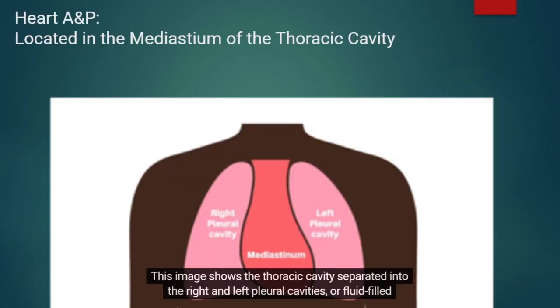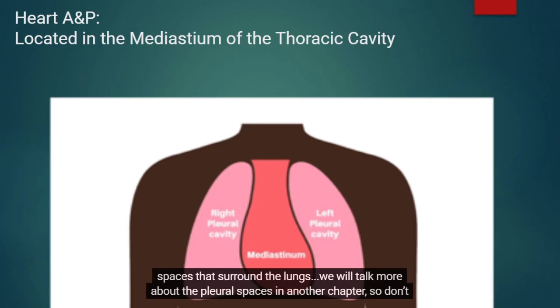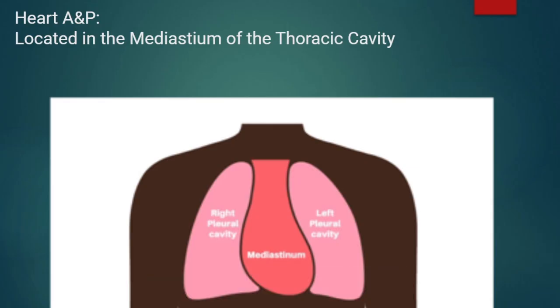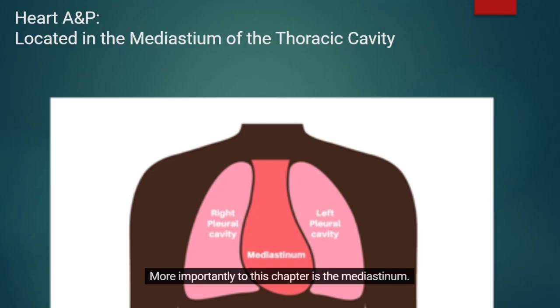This image shows the thoracic cavity separated into the right and left pleural cavities, or fluid-filled spaces that surround the lungs. We will talk more about the pleural spaces in another chapter, so don't worry about that right now. More importantly to this chapter is the mediastinum. This is the portion of the thoracic cavity which contains the heart.